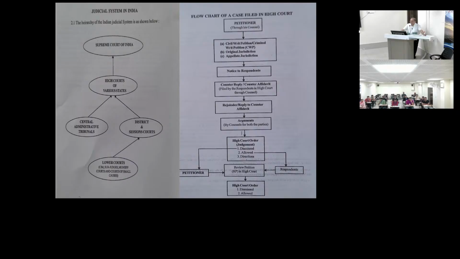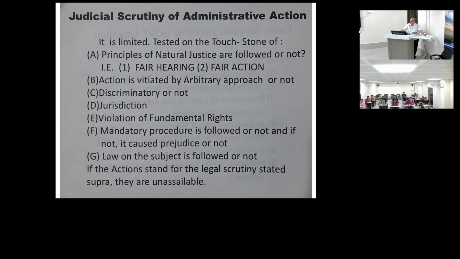ये नहीं चाहिए आपको. Judicial scrutiny of administrative action. क्या क्या देखता है उन लोग? फेयर हियरिंग हुआ है कि नहीं? फेयर एक्शन है कि नहीं? फेयर हियरिंग क्या हुआ? What is that?